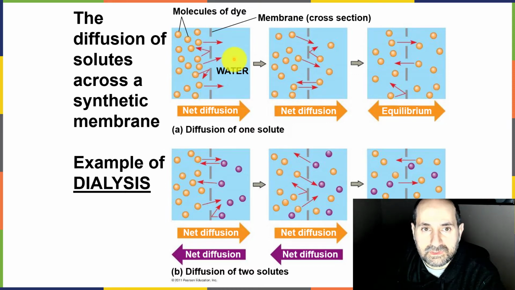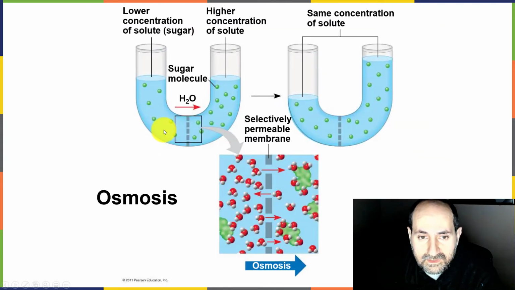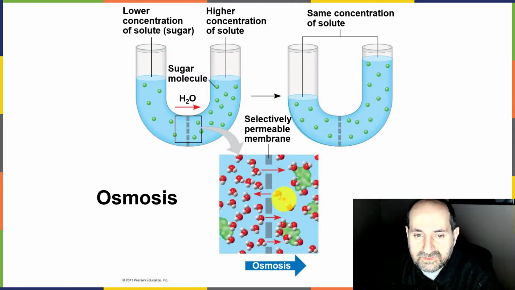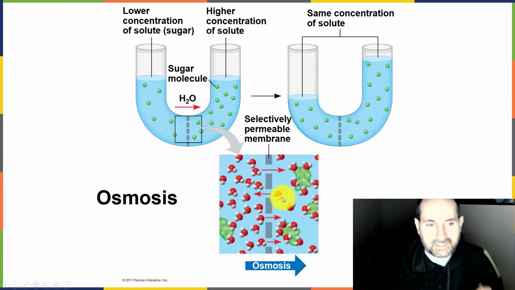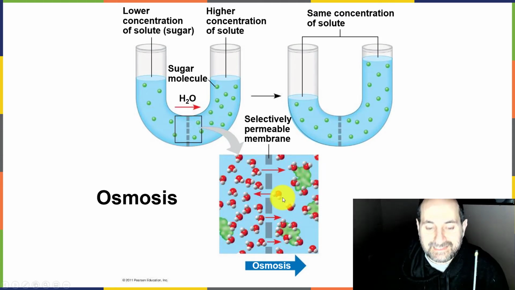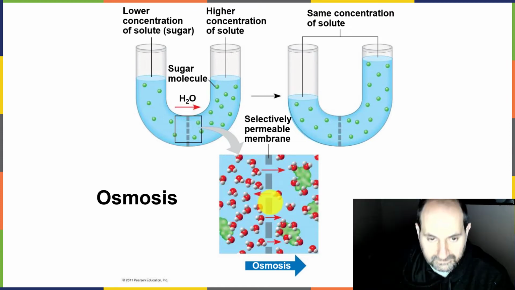When the solute is diffusing across a membrane, that's passive transport. That's passive transport in the form of dialysis. If water is crossing the membrane, that's passive transport. That's diffusion of water. This is osmosis. So again, osmosis is the diffusion of water across a membrane. So please know that.